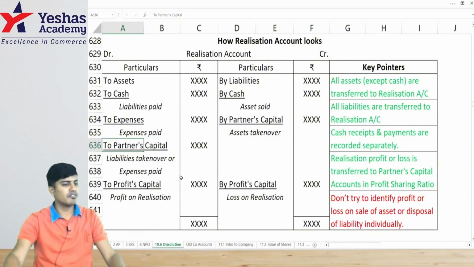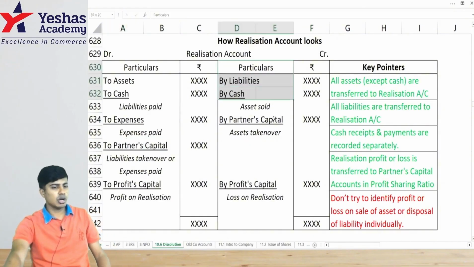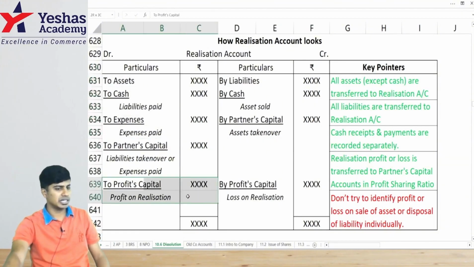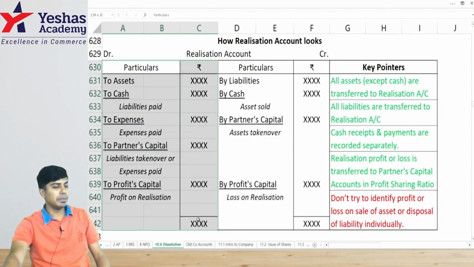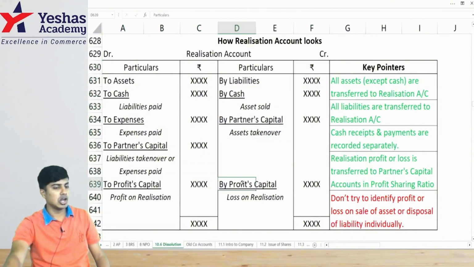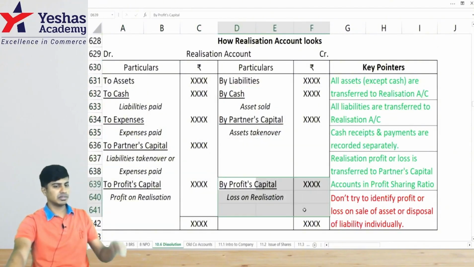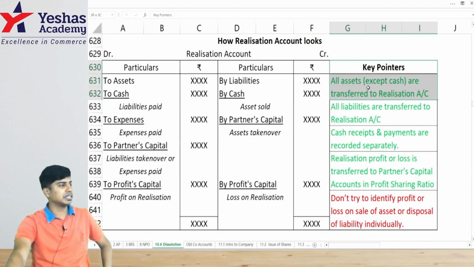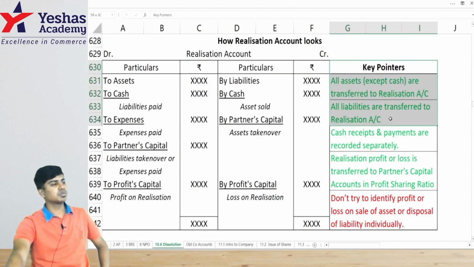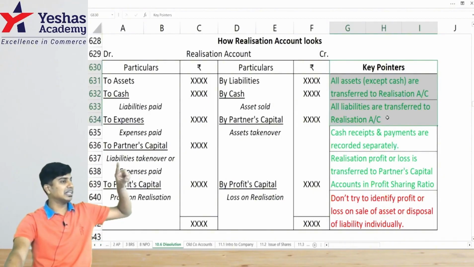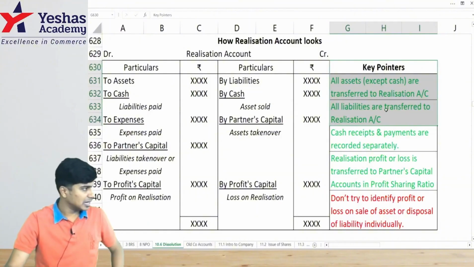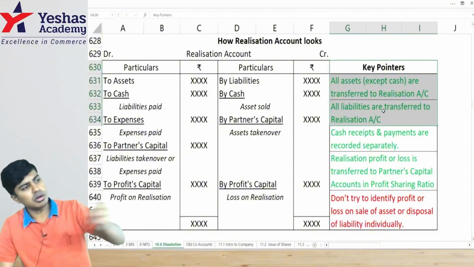And ultimately you find profit or loss. Excess of credit over debit will be profit shared by partners. Excess of debit over credit will be loss shared by partners. I hope everyone understood. All the assets will be transferred to realization except cash. Cash will have one separate ledger. All the liabilities will be transferred to realization except capital and reserves. Capital you write to partners' capital. Reserves you share to partners.